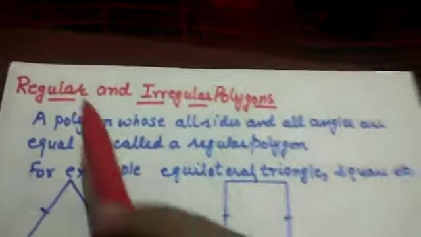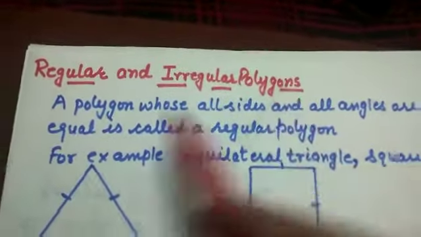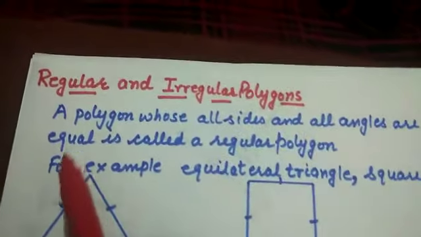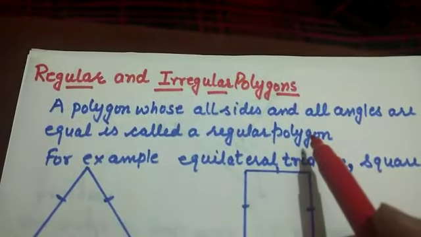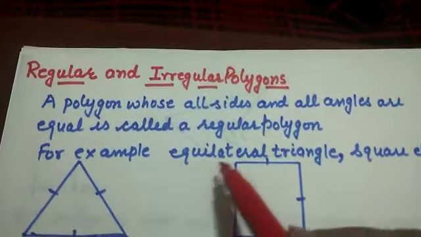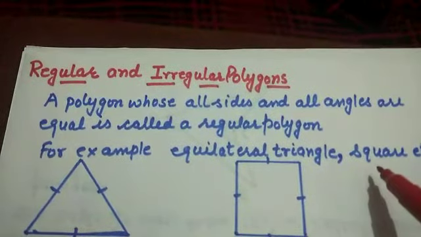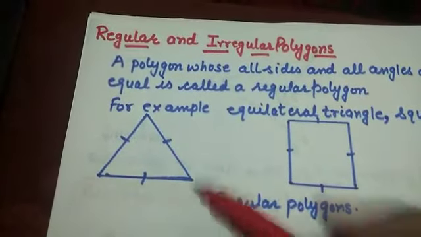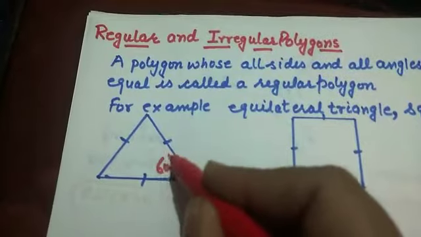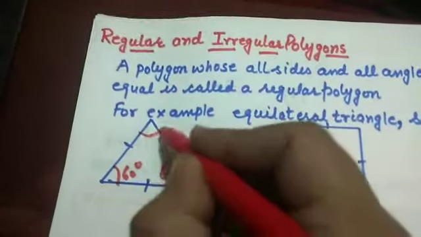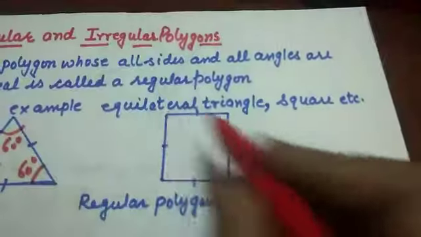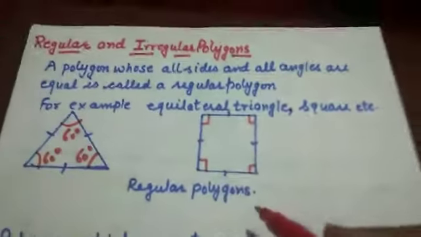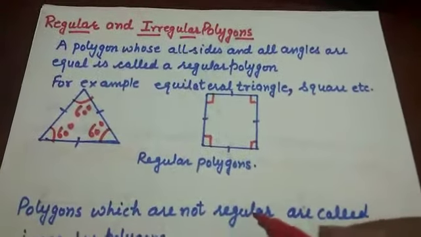Our next topic is regular and irregular polygons. A polygon whose all sides and all angles are equal is called a regular polygon. For example, equilateral triangle and square. In an equilateral triangle, all sides are equal and each angle is 60 degrees. And same way, in a square, each side is equal and each angle is 90 degrees. So these are the examples of regular polygons.